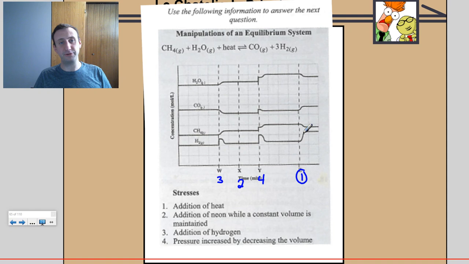All right, that was a big lesson for Le Chatelier. Hopefully that makes sense. Going through the work should help as well.